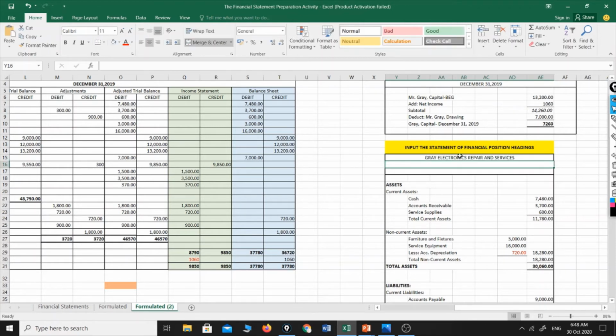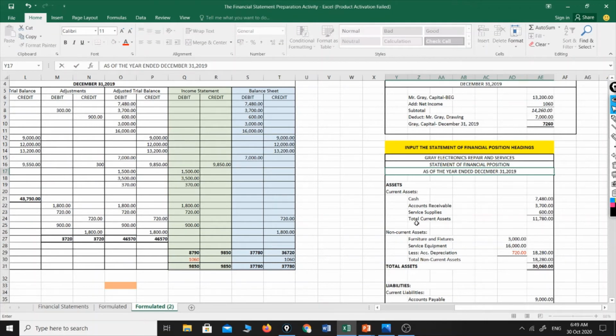Next is the financial statement. What specific financial statement is it? This is the statement of financial position. Next is the date, as of the year ended December 31, 2019.